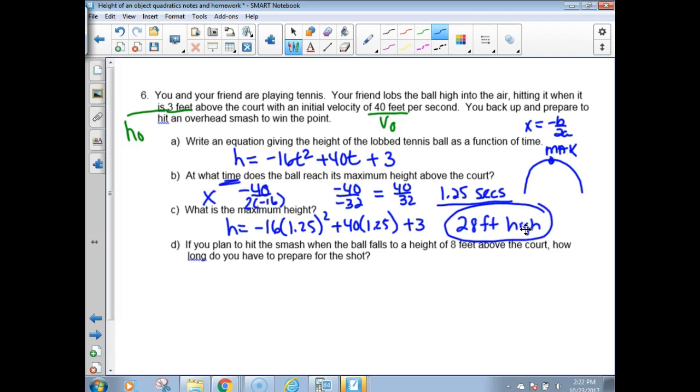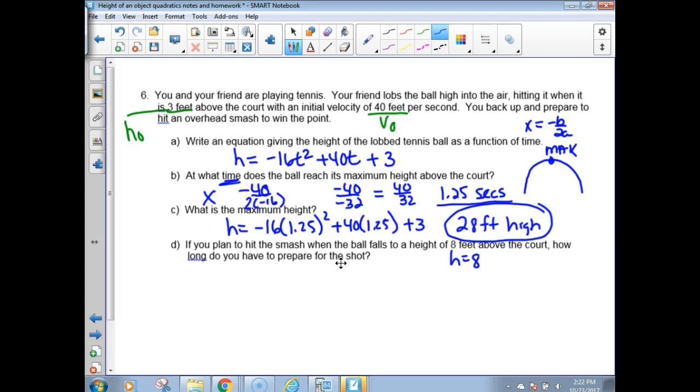Okay, that ball went 28 feet high, almost 3 stories. All right, if you plan to smash the ball when it falls to a height of 8 feet above the court, how long do you have to prepare for the shot?